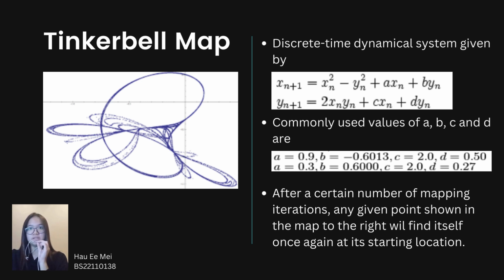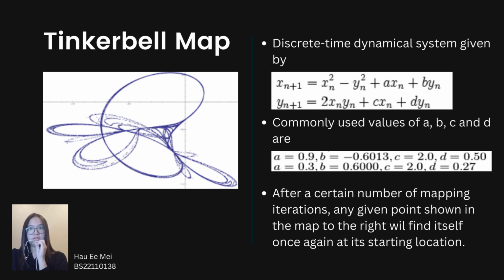So from here we can see that there are 2 groups of the constant values, which is a, b, c, d. So the first group, which is the commonly used, is a equals 0.9, b equals minus 0.6013, c equals 2, and d equals 0.5. And group 2 is a equals 0.3, b equals 0.6, c equals 2, which remains the same, and d equals 0.27.